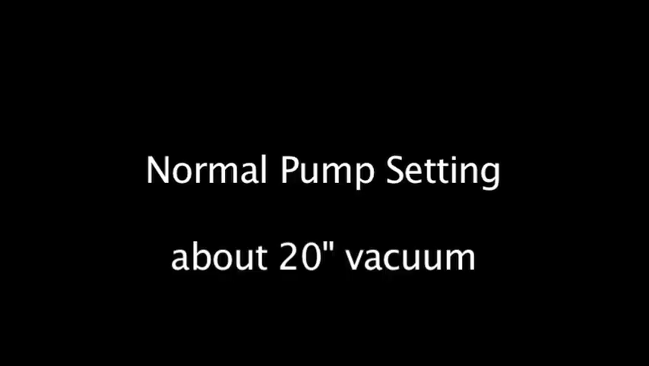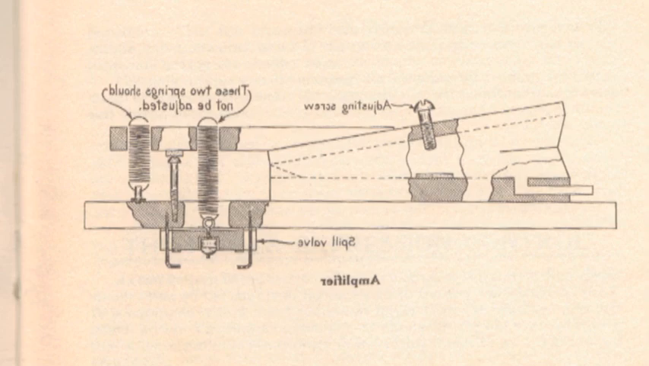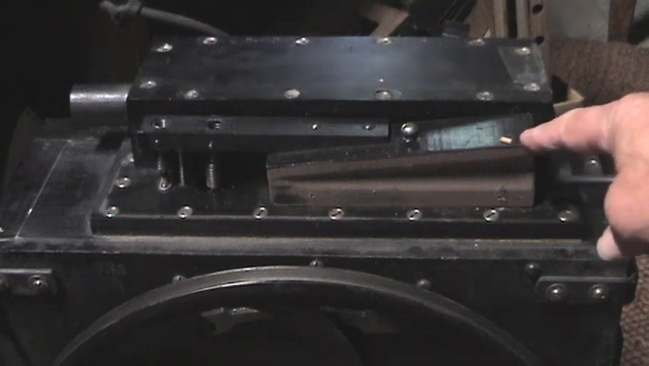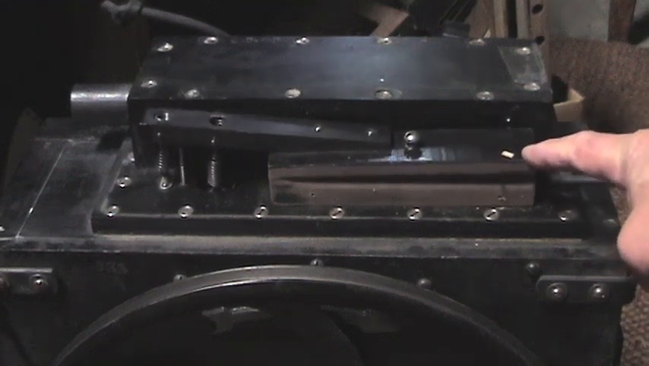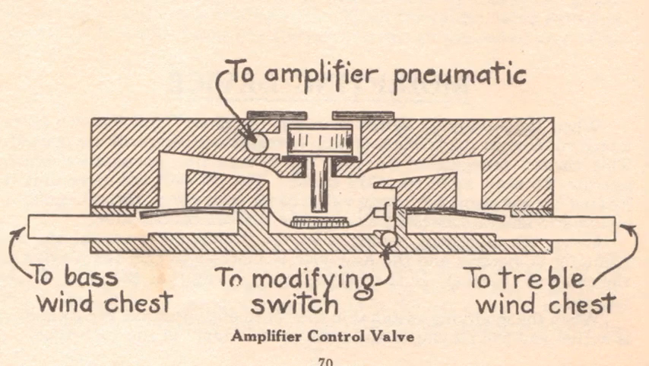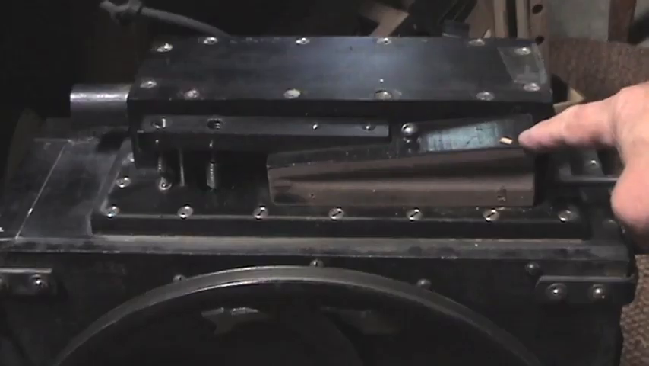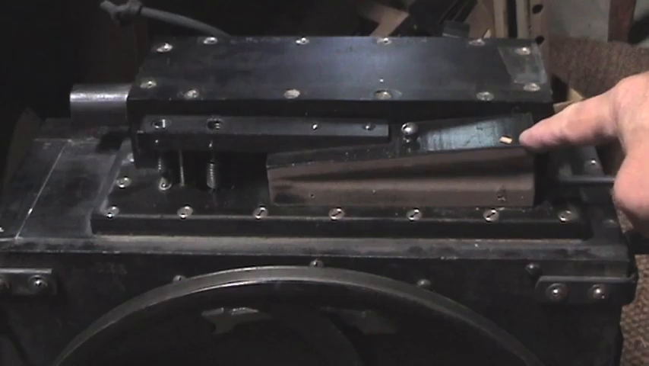Normally, the pump is set at a vacuum of about 20 inches. The pump is equipped with an amplifier that can boost the vacuum pressure to 30 inches in certain circumstances. The amplifier is activated by vacuum in the pneumatic stack. If the stack vacuum gets up to about 15 inches, the amplifier starts closing the spill valve on the pump, and the result is a higher vacuum output at the pump.